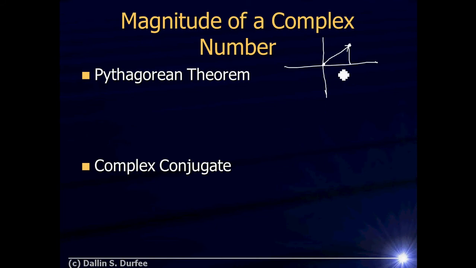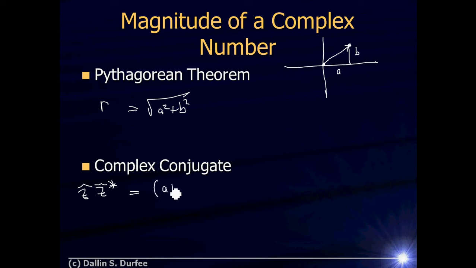How do you find the magnitude? Well, this length here is a, this one is b. We can use the Pythagorean theorem. R is equal to the square root of a squared plus b squared, right? But you can also use the complex conjugate, alright? Because watch what happens if I take some number z and multiply by its complex conjugate. Alright, z times its conjugate.